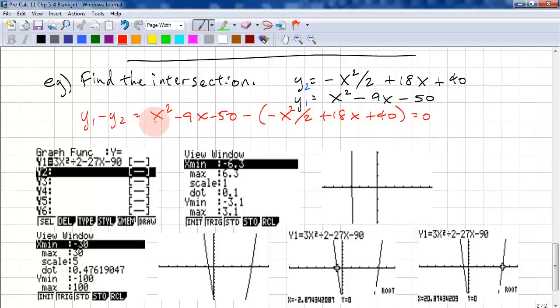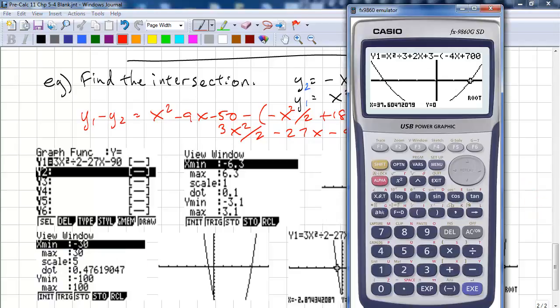So x squared minus negative x squared over 2, that's 3x squared over 2, minus 9 minus 18, that's minus 27x, minus 50 minus 40, that's minus 90, and we can enter that on a calculator. This time I'm just going to use the Casio. You can figure out what to do on the TI.